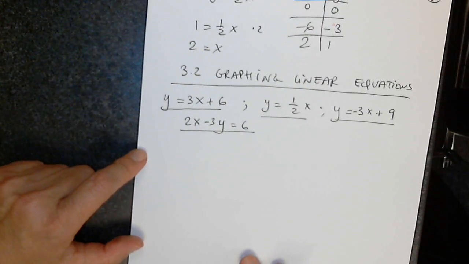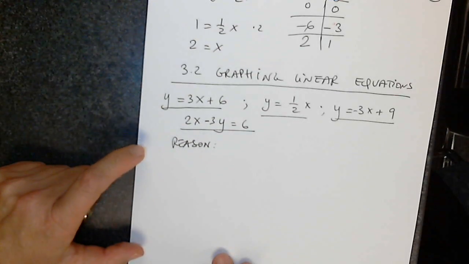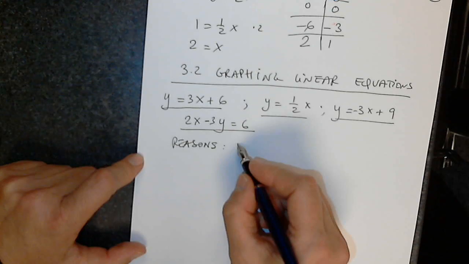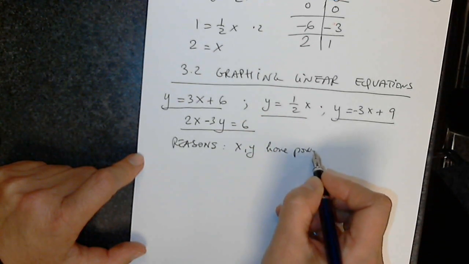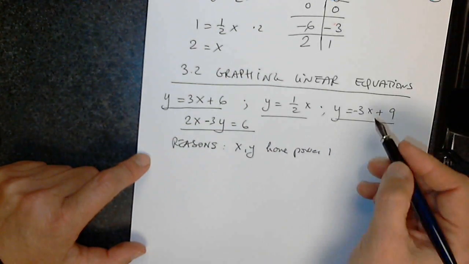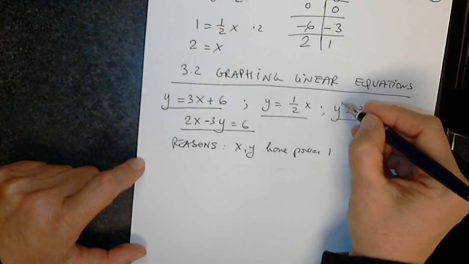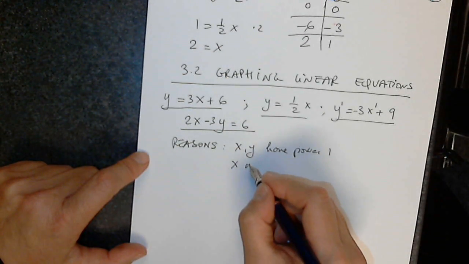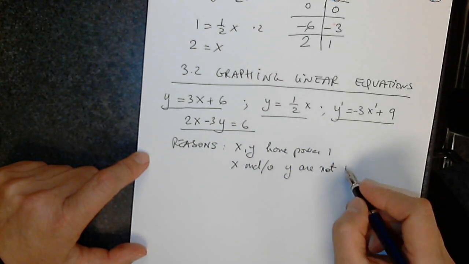Here's how I know. So here's the reason, or reasons, I should say. In this case, x and y have power 1. Do they have power 1? Is this x raised to power 1? Is this y raised to power 1? And in all the other equations, x and y have power 1. Good. Also, x and y are not in the denominator.